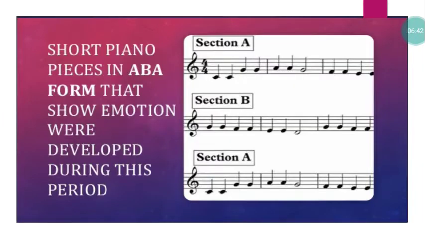Or ng composition po. And in the music of romantic period, nagkaroon din tayo ng pag-aaral na it undergoes also the short piano pieces in ABA form. Di ba? Napag-aralan po natin yung sa classical period. Pinanood ko po sa inyong video na ABA binaries when it comes to the keys in pianos or in musical forms. So that shows emotion were developed during this period. So from classical period, nagkaroon ng continuation in terms of the romantic period naman in music.